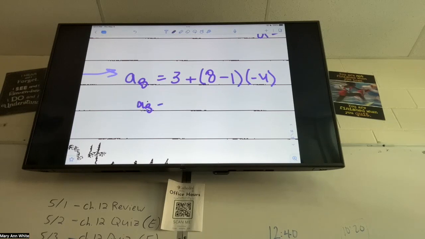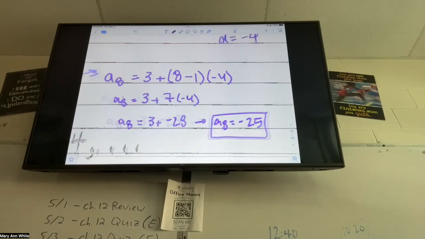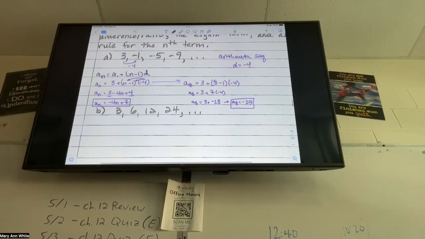So a sub 8 equals 3 plus 7 times -4, which is -28, and 3 plus -28 is going to be -25. If you were to have plugged it in down here, plugged in 8 for my n, you would also get -25. It works both ways.